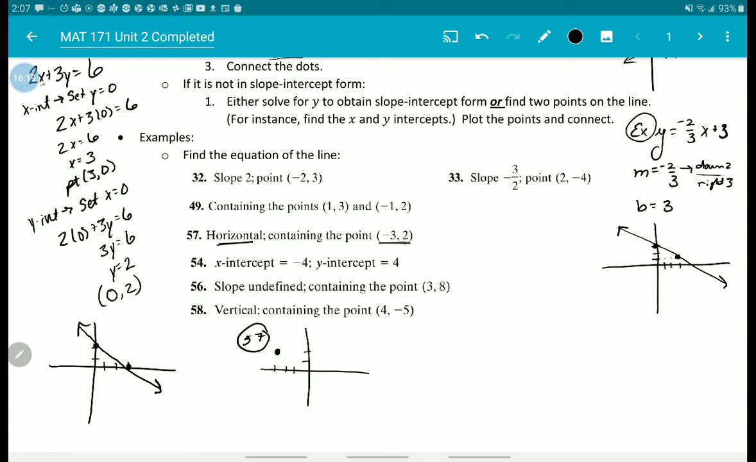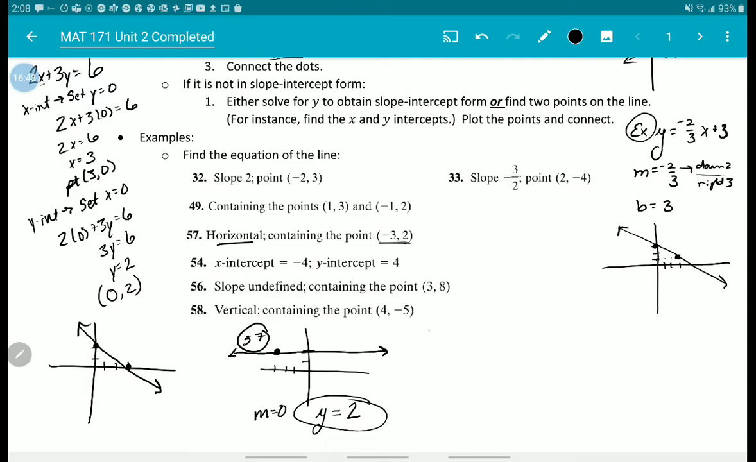Here's the point -3, 2. Horizontal means it has to look like this. So to go through this point, we know this has to have a slope of 0. Horizontal lines always have a slope of 0. So this is going to be the line y equals 2. Notice that y-intercept there is crossing that 2. So there's our line.